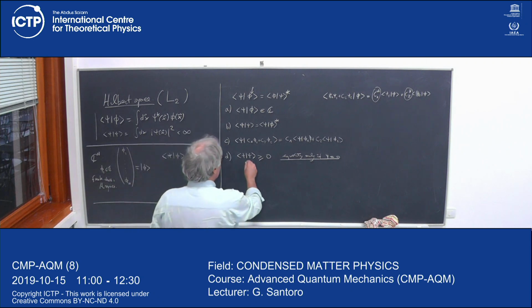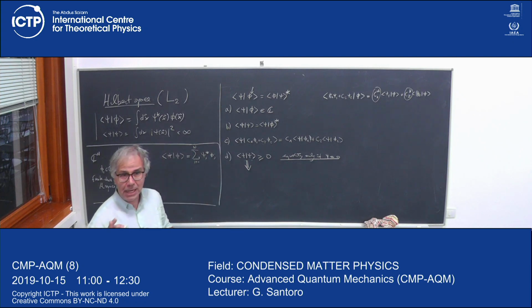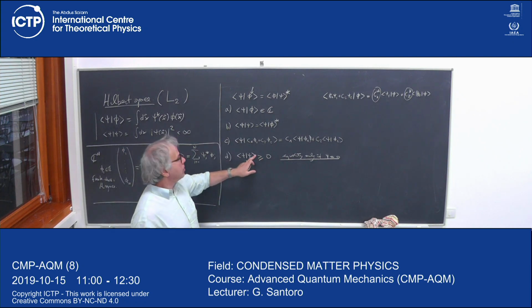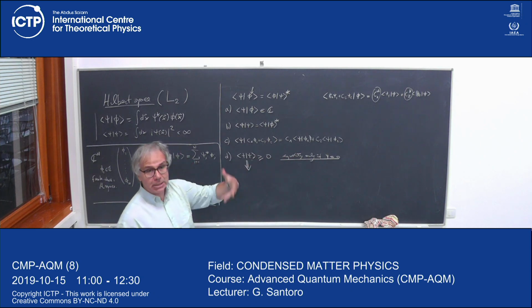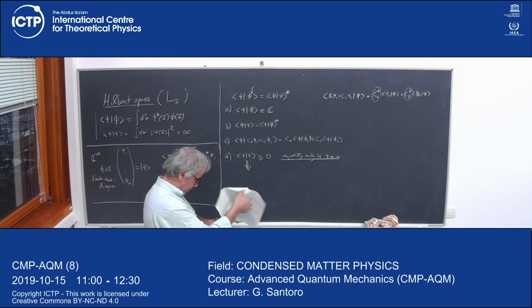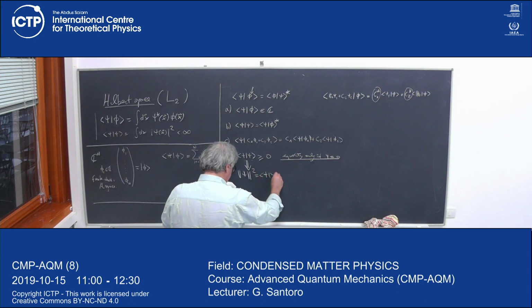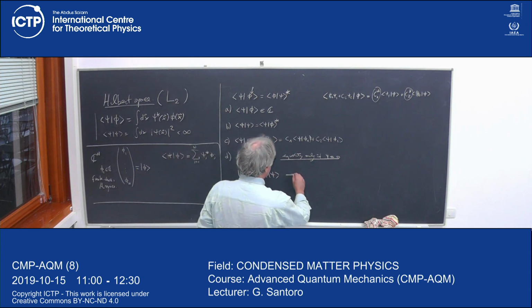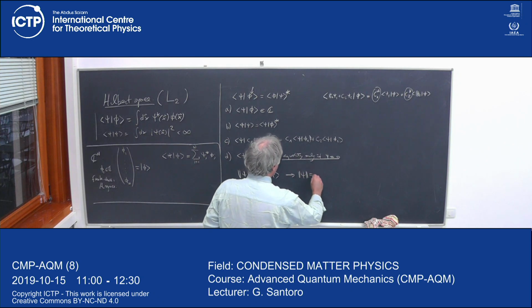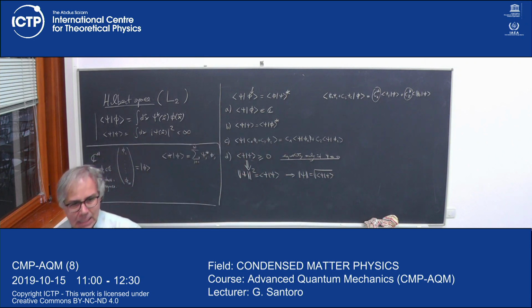Now, this property D is particularly important because it allows you to define the length of vectors. Since this object is equal to 0 only for the 0 vector and in general is positive, it makes sense to define the length of a vector from the scalar product in the following way: the modulus squared of psi equal to psi psi, or in other words, the length of a vector equals the square root of the scalar product of the vector with itself, precisely as you would do on the plane with the Euclidean vectors.